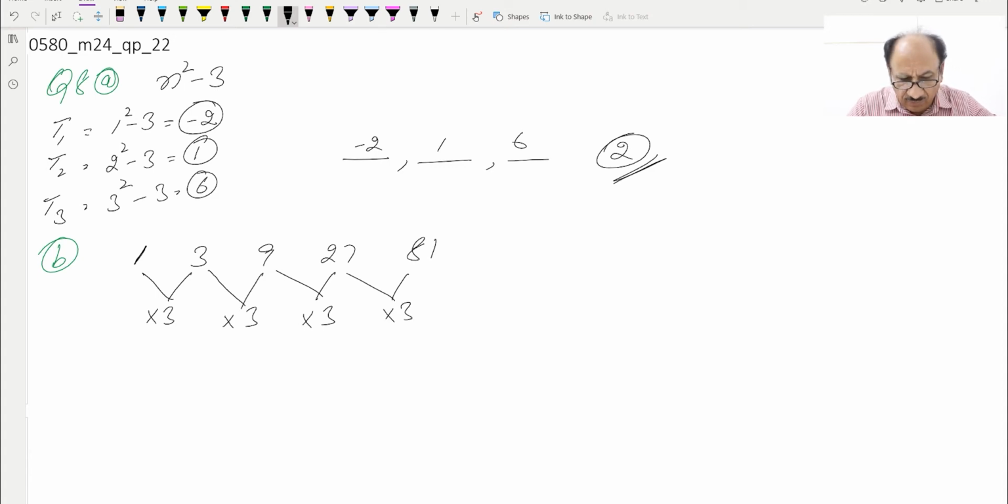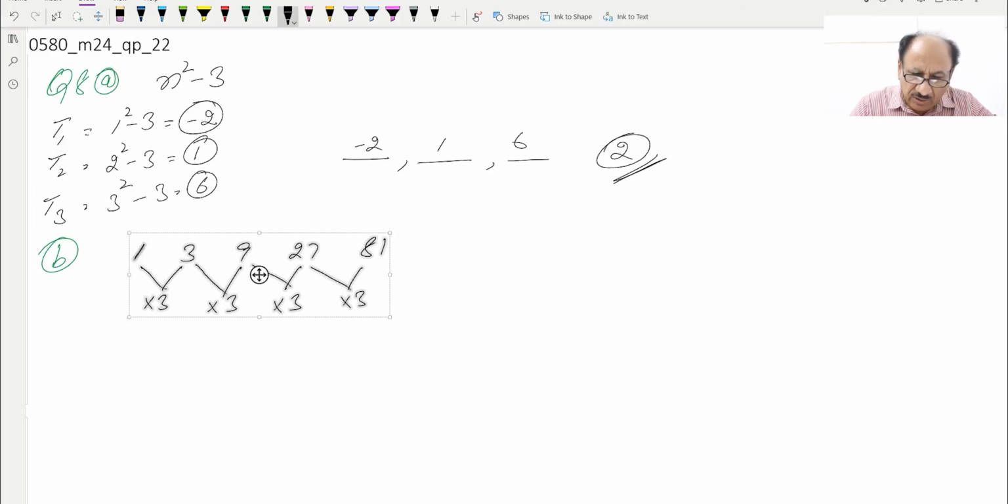So we need to find the formula for the nth term of this geometric sequence, and what is the formula? We can write nth term will be equal to a r raised to power n minus 1, where a will be the first term, which we have 1 over here. So we can write 1 into r, where r will be the common ratio.